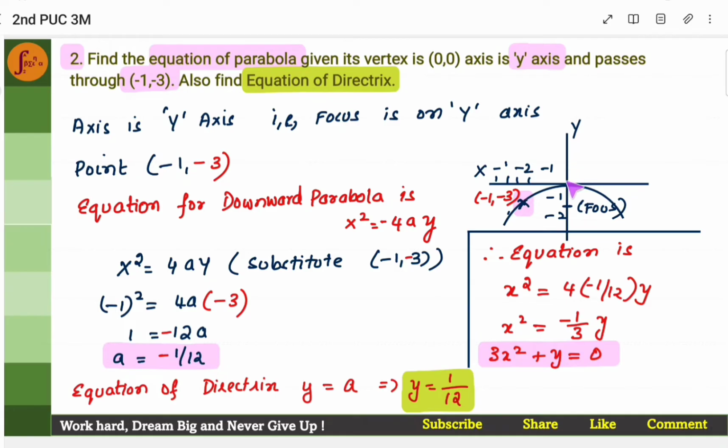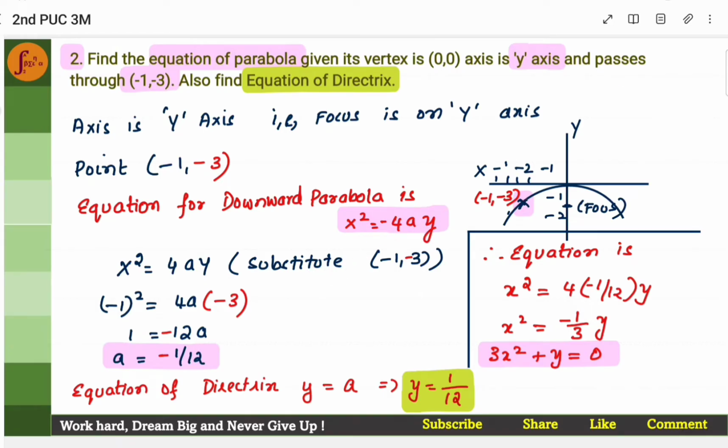Now it can't be upwards because the point is negative. So it has to be below, negative side of y-axis. If focus is here, that means it's downward parabola, right? And what is the equation for downward parabola? It is x square is equal to minus 4ay. This is the equation. Now, I don't know what value of a is, right?